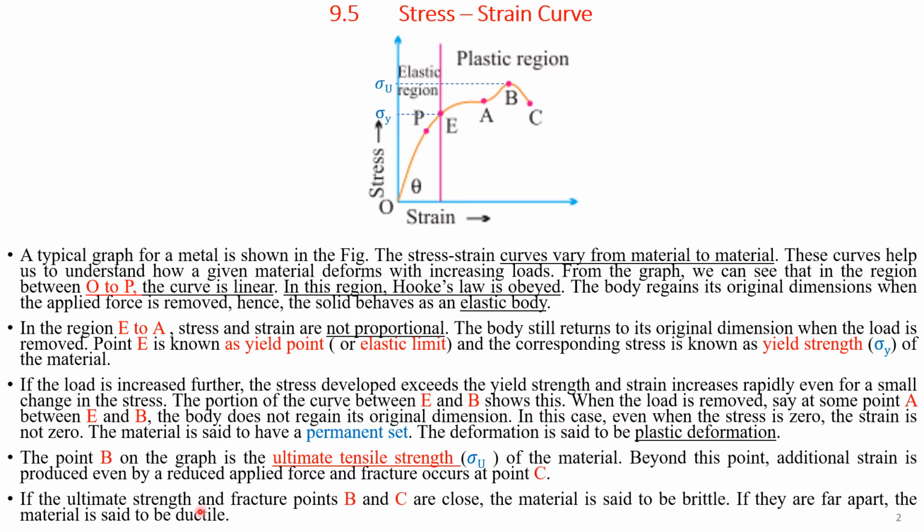Therefore, if the ultimate strength and fracture points B and C are close, the material is said to be brittle. The distance between B and C determines the type of material. If B and C are very close, then it is a brittle material. If the distance between B and C is large, then it is a ductile material. We will study about brittle material and ductile material in the next slide.